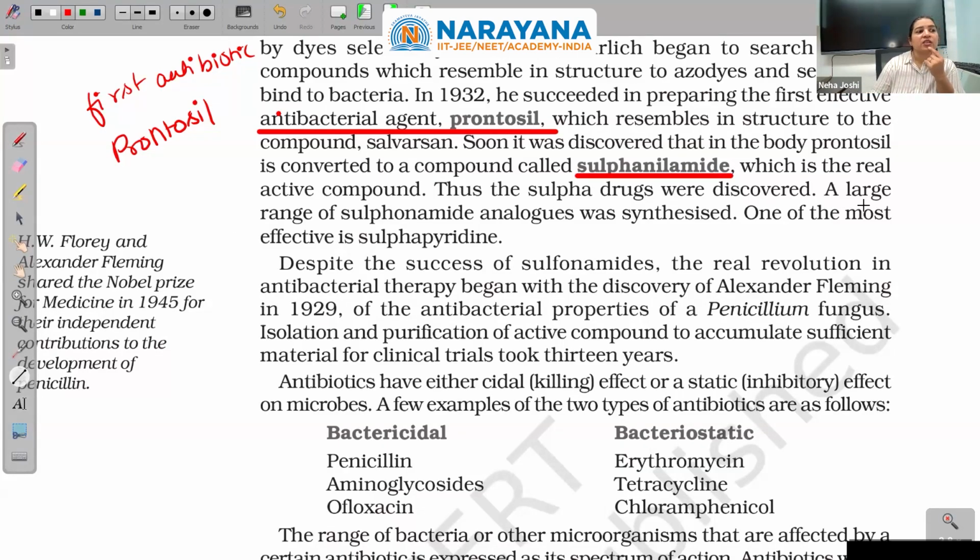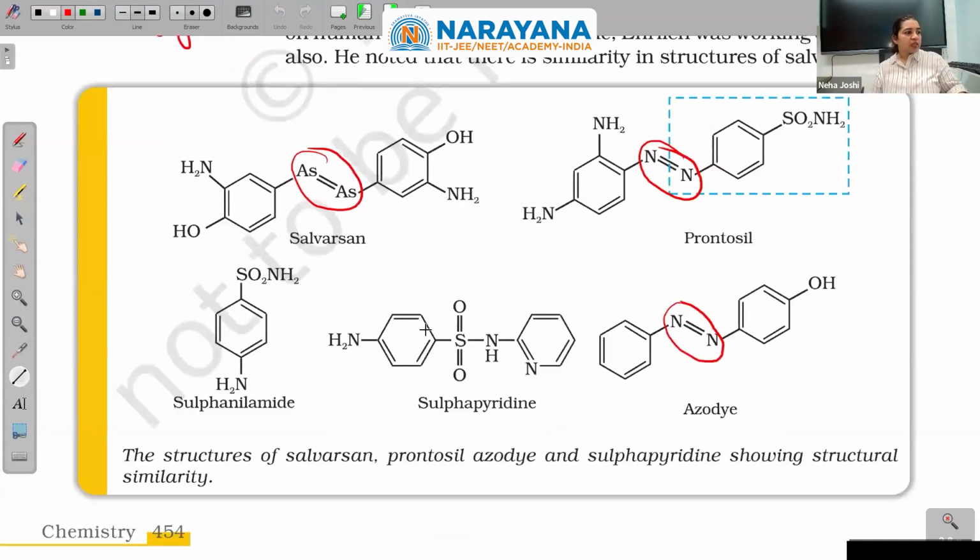Thus, the sulfa drugs were discovered and a large range of sulfonamide analogs was synthesized. One of the most effective is sulfapyridine. Let us go back to the previous structure. Sulfapyridine. Basically it is a sulfonic acid amide, right? Here, this is the sulfonic acid amide, and see, pyridine is there in it. That is how it was formed, right?